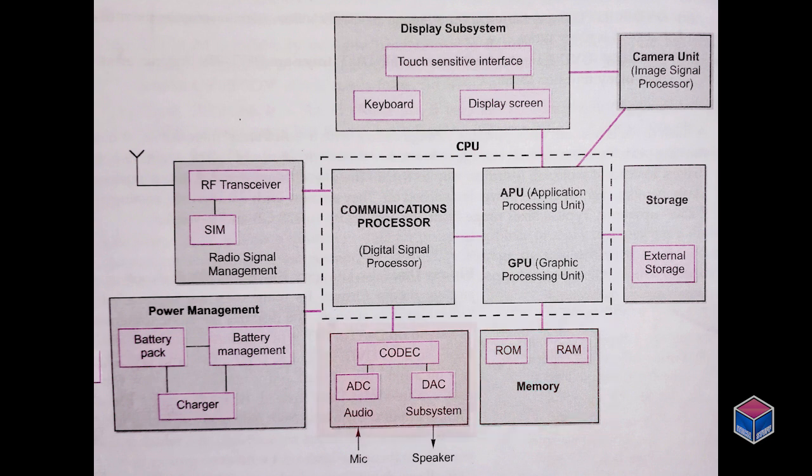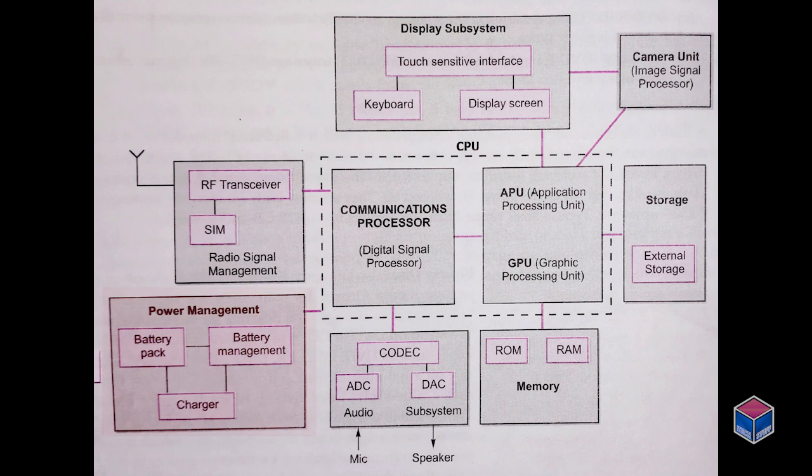Now, what is a codec? A codec does the coding and decoding of our signals. So we have audio decoders and a subsystem of speaker decoders. That means we have the ADC and we have the DAC. As you can see in your picture, we have the ADC and the DAC, and they are used for the coding and decoding of particular signals.